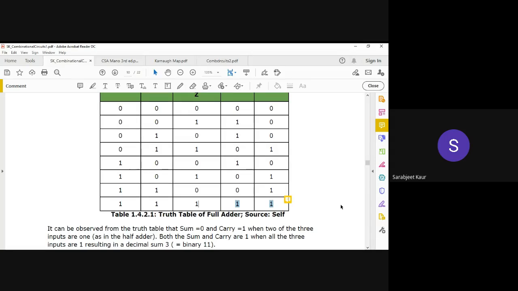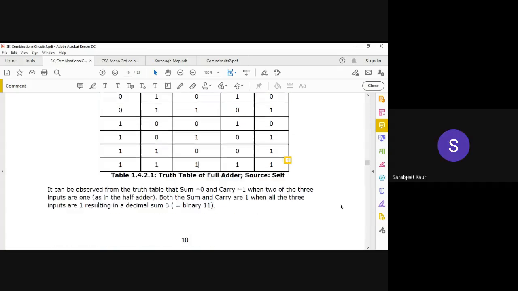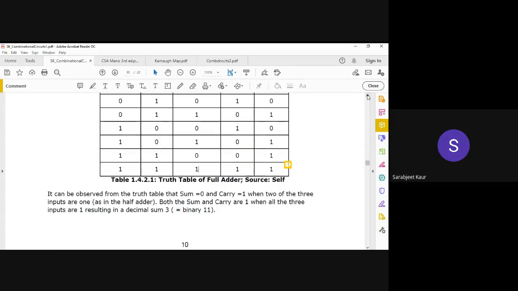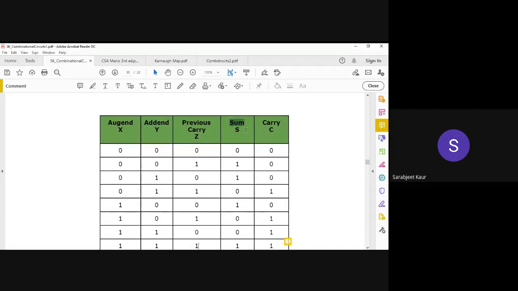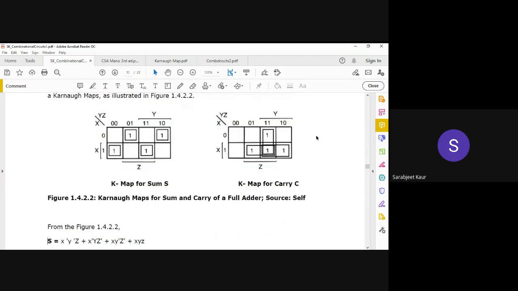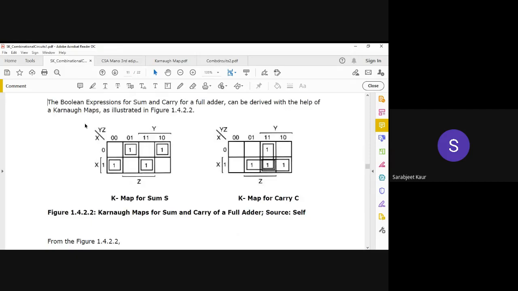Is this clear to everybody? Yes, ma'am. Any problem? No, ma'am. So what is the next step? Derivation of Boolean expressions for the output variables sum and carry. What we are going to do is draw a Karnaugh map for sum and a Karnaugh map for carry.